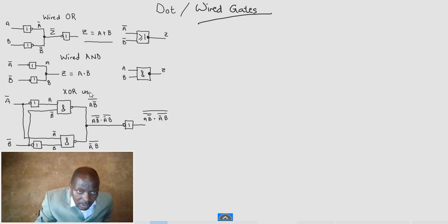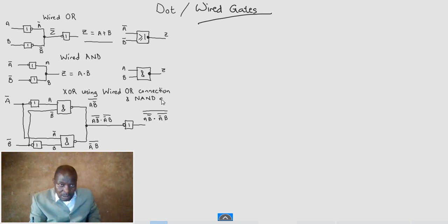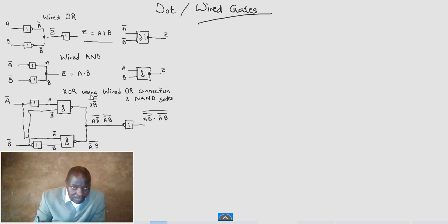using wired O connection and NAND case. As you can see, those are NAND keys. The wired O connection, and then using what? But we're also using NAND case. Okay, this is the exclusive O.